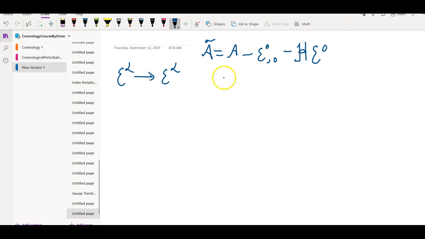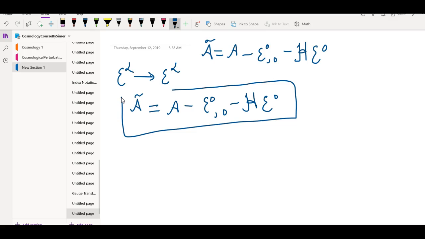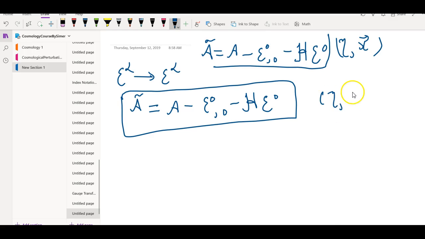So we have A tilde in k space is A tilde, A in k space is A, xi 0 in k space is xi 0, and this xi 0 is xi 0. So this is the gauge transformation in k space, which is the same as this one. This is in x space, eta x, and this is in eta k.